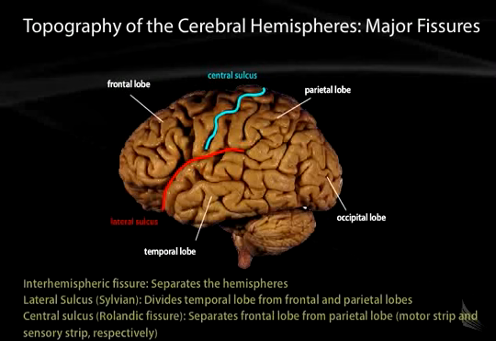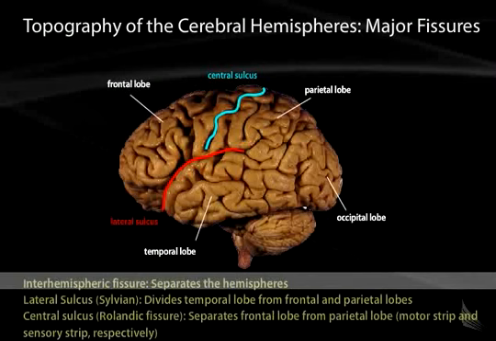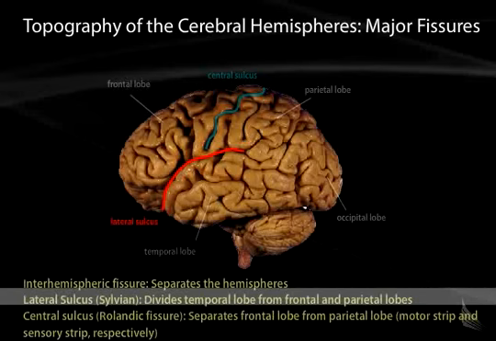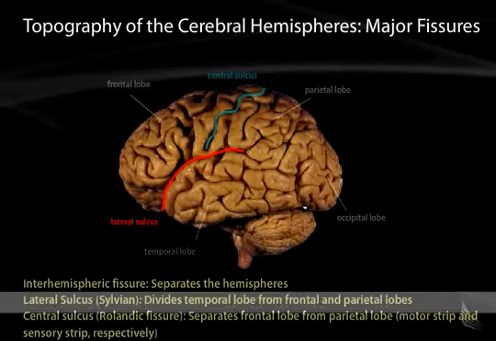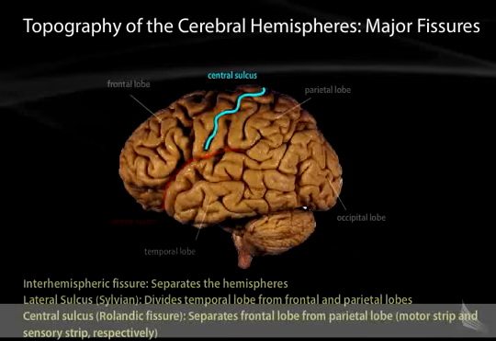First thing we need to show you is the interhemispheric fissure, which I'll show you on a different slide. That large fissure separates the two hemispheres from one another. Right now you're looking at the left hemisphere of the brain. The lateral sulcus, or Sylvian fissure, is a major sulcus that separates the temporal lobe from the frontal and parietal lobes. The central sulcus, or Rolandic fissure, separates the frontal from parietal regions, and I'll show you that in this next slide.